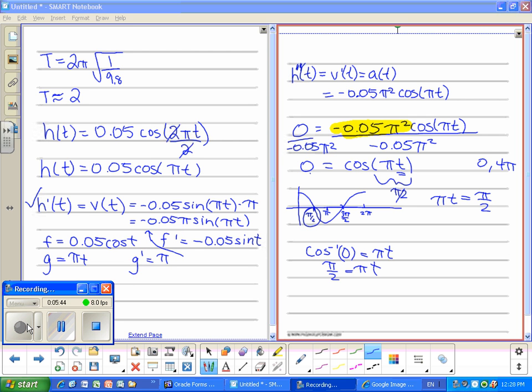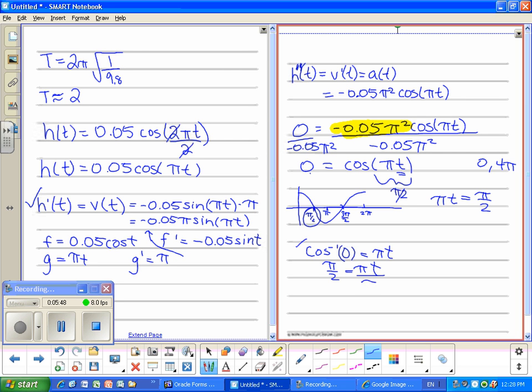So you end up with the same thing doing the inverse. And if you continue to solve for t, you divide by pi. So you have pi over 2 divided by pi, which is pi over 2 times 1 over pi, which is 1/2. So your t equals 1/2.